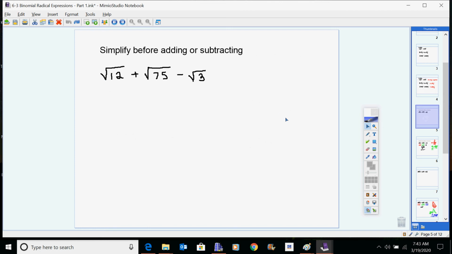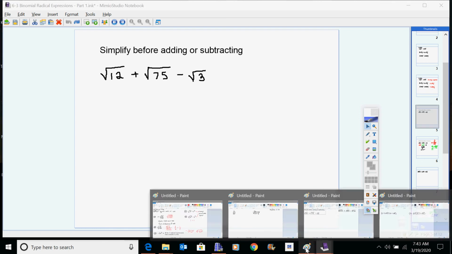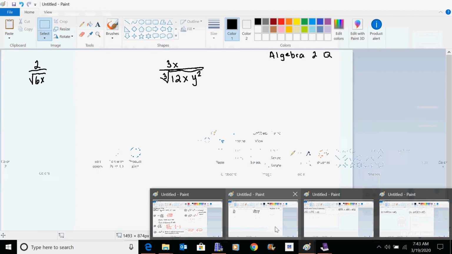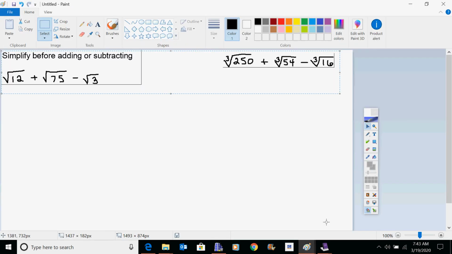Sometimes when you have something like this, it looks as if there are no things that are alike to be able to share, but what you really need to do in that case is simplify before you add or subtract. So if we're going to simplify this before we add or subtract, what we need to do is take each one of these and break it down into its simplest terms.